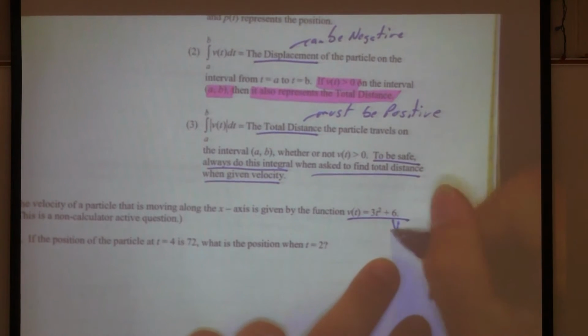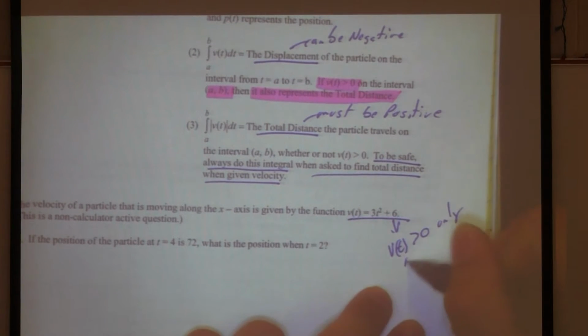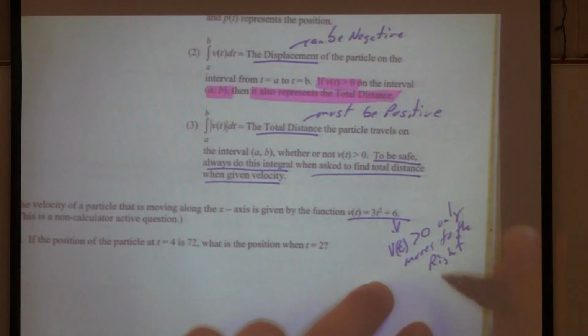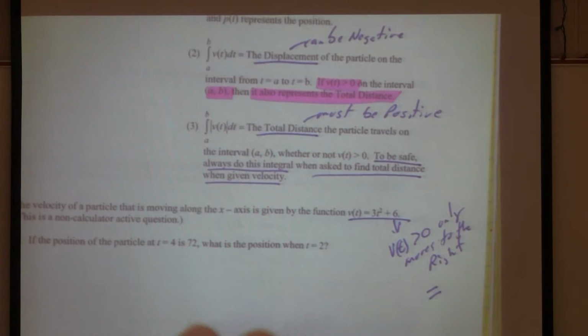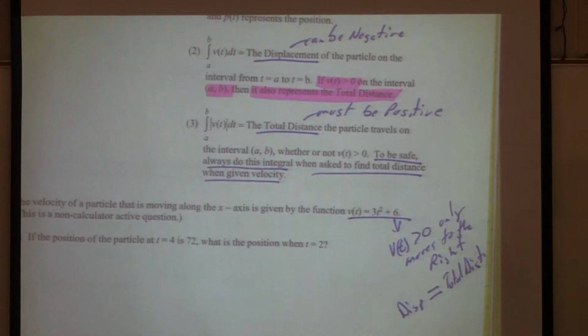Very good. Okay, so we can write that down. V of t is greater than 0, right? Only moves to the right. So it doesn't matter what interval I choose. What can we say is equal to what? So displacement is equal to total distance, right? Because the velocity is greater than 0. Good? Alright, so let's keep reading.